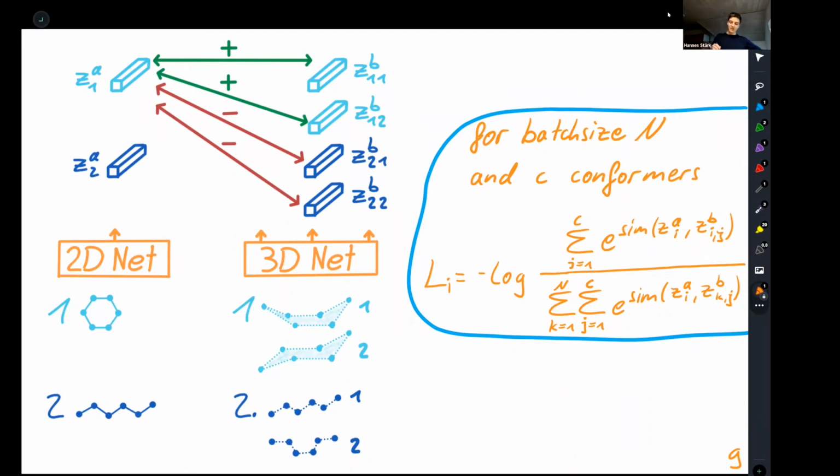Well, if we just have the 2D input, we can't make any conformer-specific property predictions, right? What we gain by looking at multiple conformers is that if maybe this conformer has one property and this conformer has another property, then we now have the ability for this 2D network to learn that this molecule can have either this or this property.